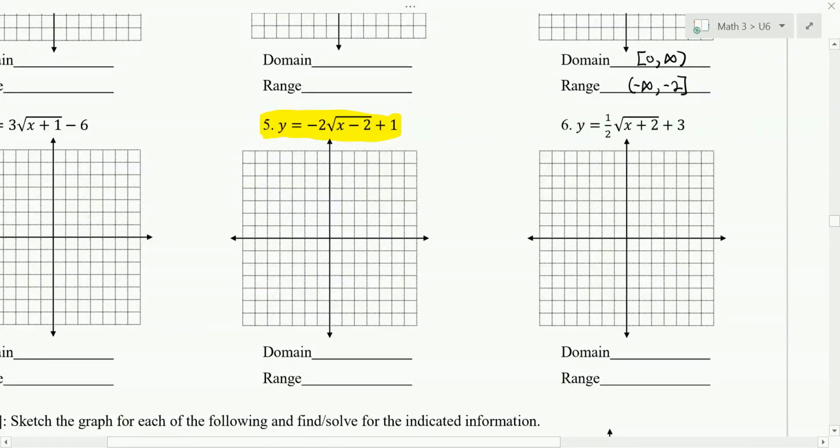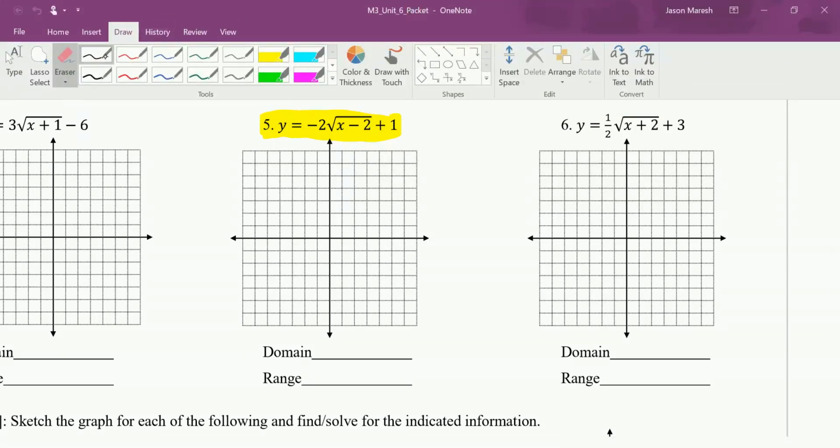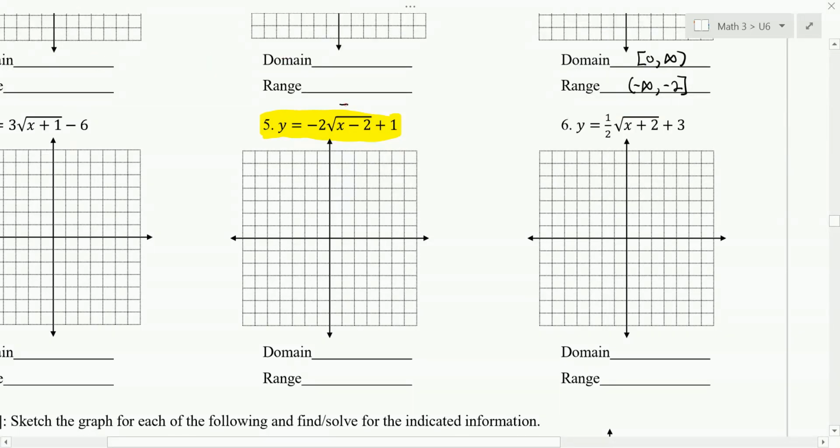So in number 5, we get our first point from the translation. This has been translated to the right 2 units because we see the x minus 2 together underneath the square root, and we're moving up 1 unit. So if we move from 0, 0, move to the right 2 units up 1, we get our beginning point at 2, 1.